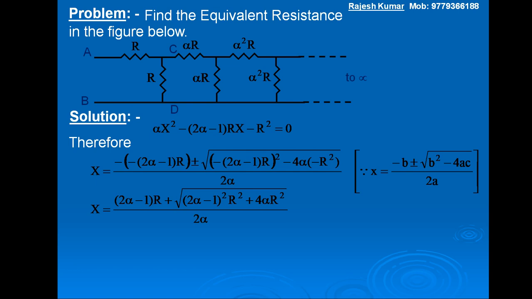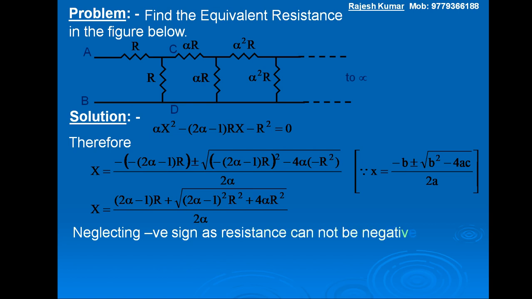Now neglecting the minus sign because resistance can never be negative. So we get plus square root 2 alpha minus 1 whole square into r square, as square of minus term is plus. Plus minus and minus become plus. So we get plus 4 alpha r square whole upon 2 alpha. Now solving again, that is neglecting negative sign, as resistance cannot be negative.